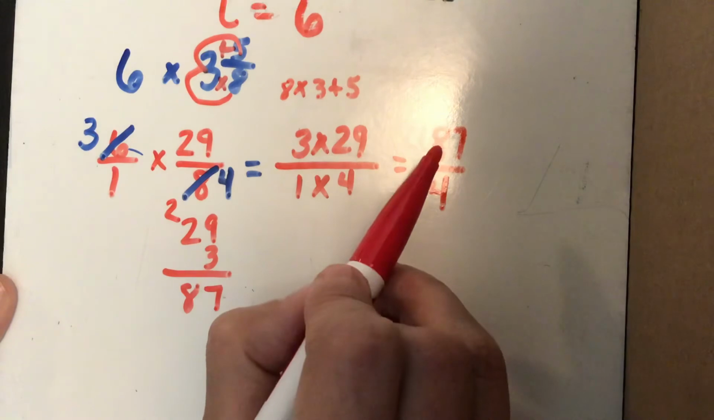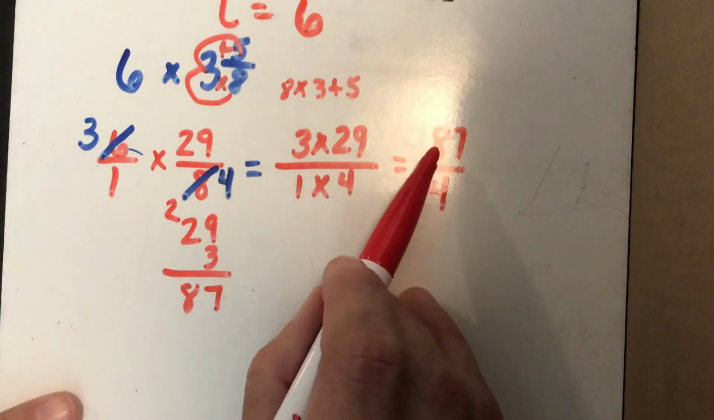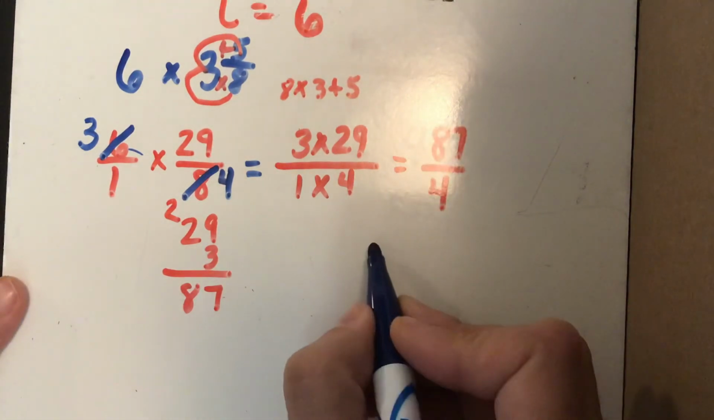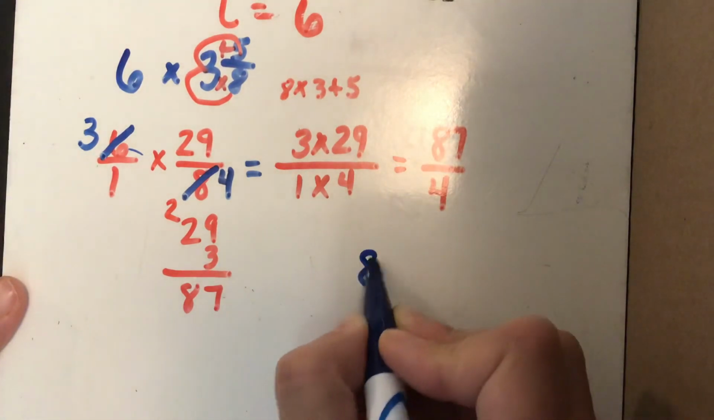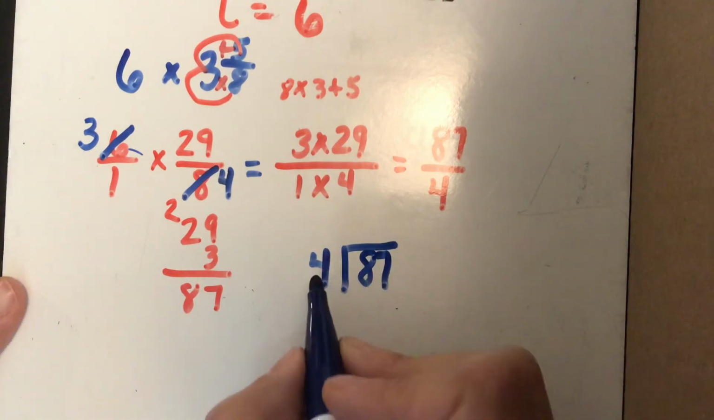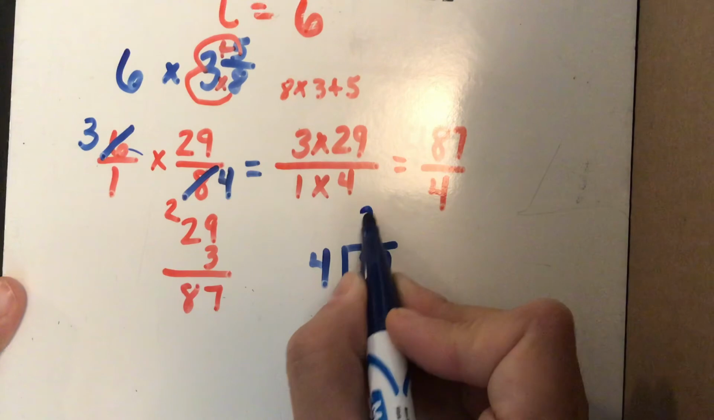Last step, simplify if possible. We don't want to leave this as an improper fraction. So we are going to divide. Remember, top dog in the house. 87's the top. Place it in the house. 4 goes on the outside. 4 goes into 8 2 times.